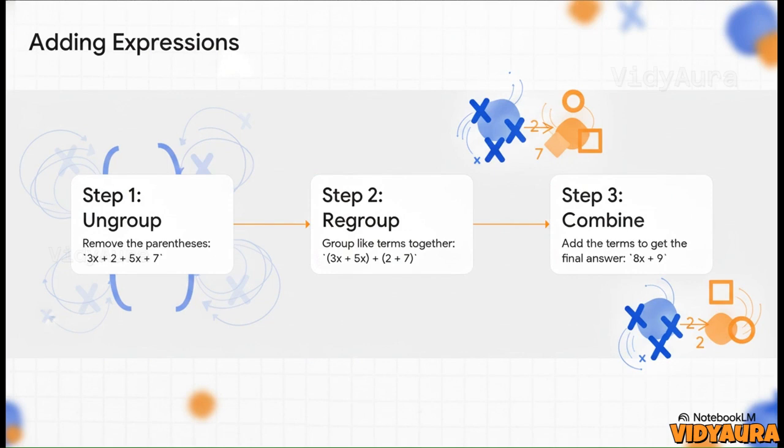That just means terms that have the exact same variable part. It's like you can add apples and apples, but you can't add apples and oranges. So here, we group the x's together. 3x plus 5x gives us 8x, and then we group the constants together. 2 plus 7 is 9. And that's our final answer, 8x plus 9.